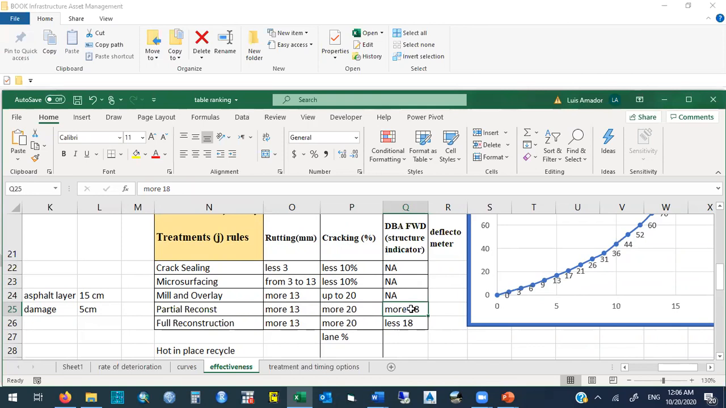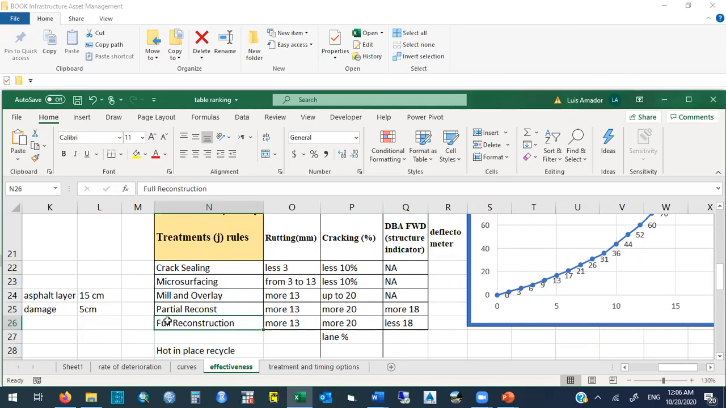No, sorry, Cameron, you're absolutely right. In the partial reconstruction is only the top layer. That's why the strength is more than 18. Sorry, you are correct, Ron. Thank you. The full reconstruction is the one that is weak, and we need to go and do that reconstruction.